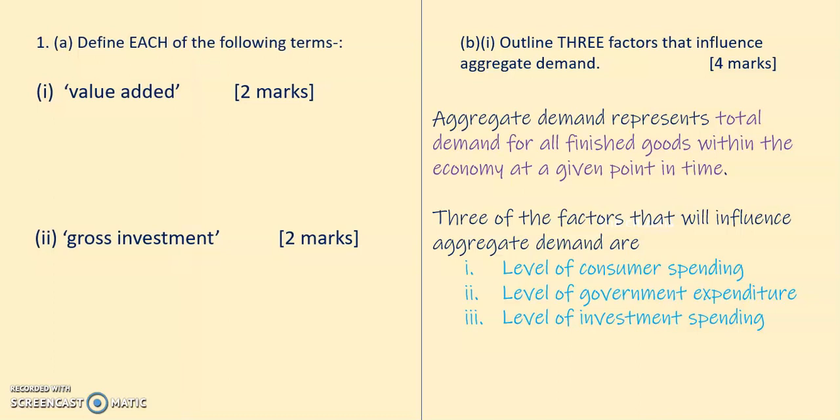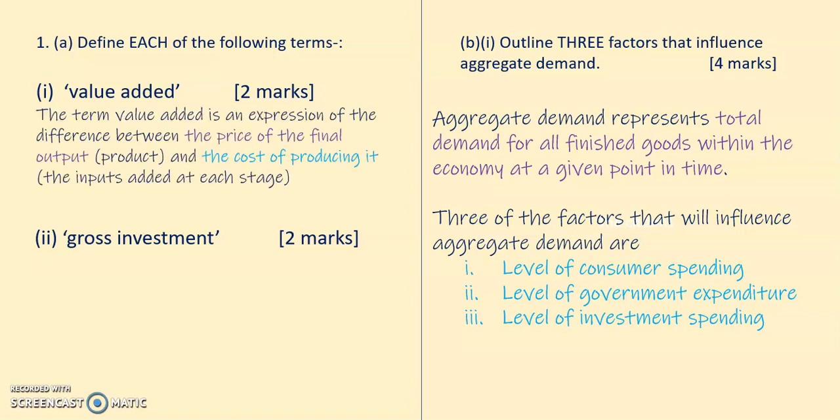The first thing we have to do is to define each of the following terms. What is value added and what is gross investment? Now, value added would be the difference between the price that was paid for the final output and the cost of producing the output. Right? That's the value added. What was the additional component between the cost and the final selling price?